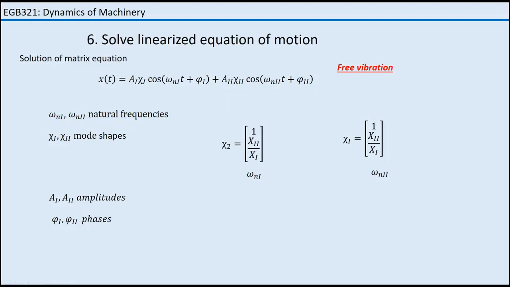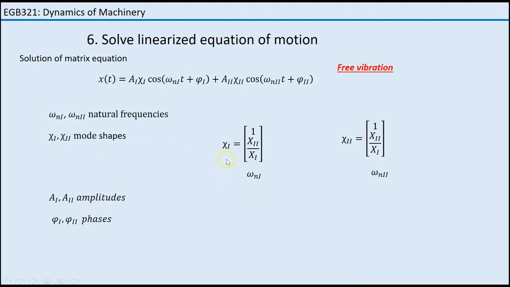Because this is a 2 degree of freedom system, we get 2 natural frequencies. This one is called chi. Chi1 and chi2 are mode shapes, which can be expressed this way. This is a vector, and it has 2 components. The first one is always 1. Mode shapes represent the shape of the vibration at each natural frequency.